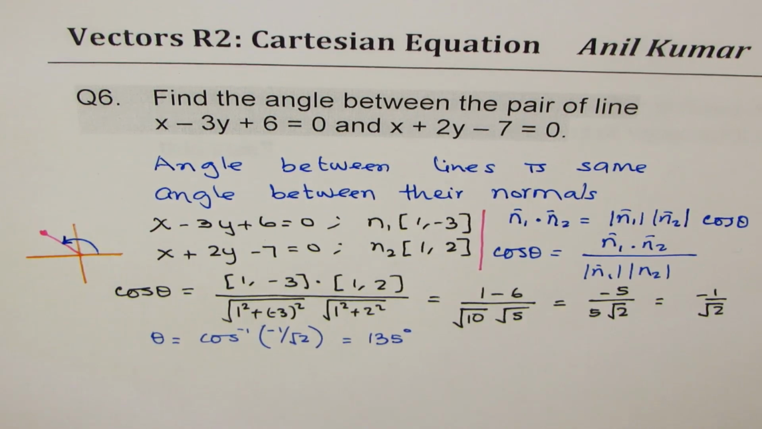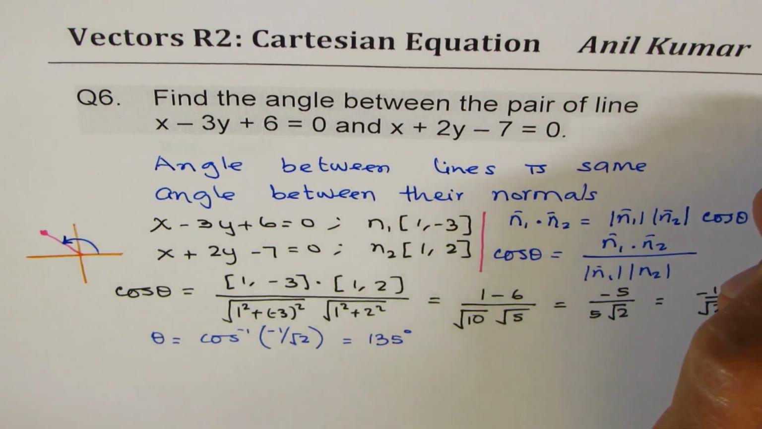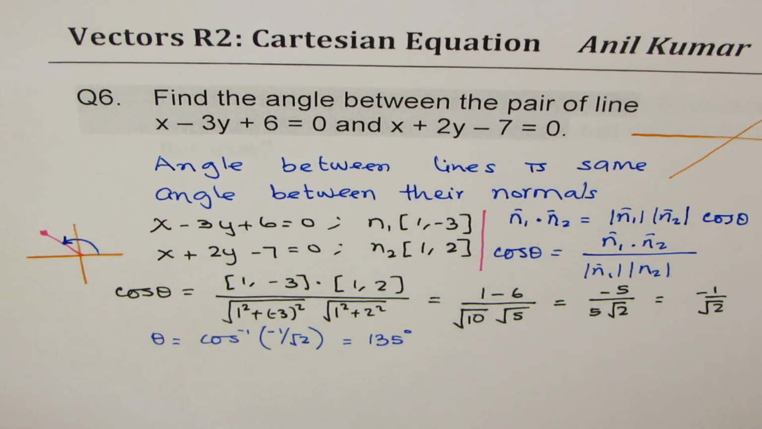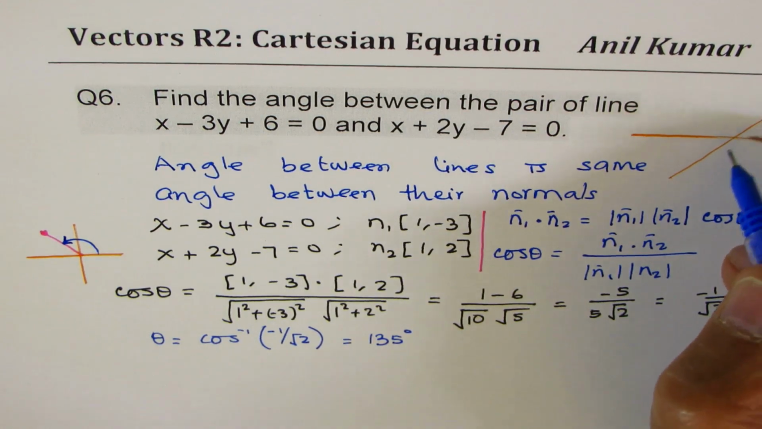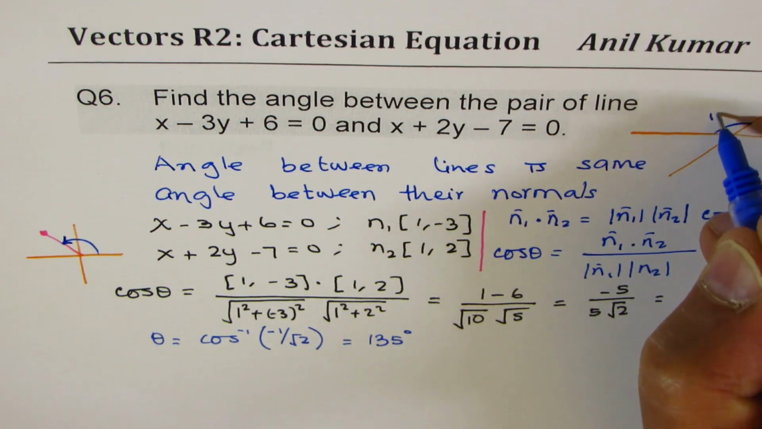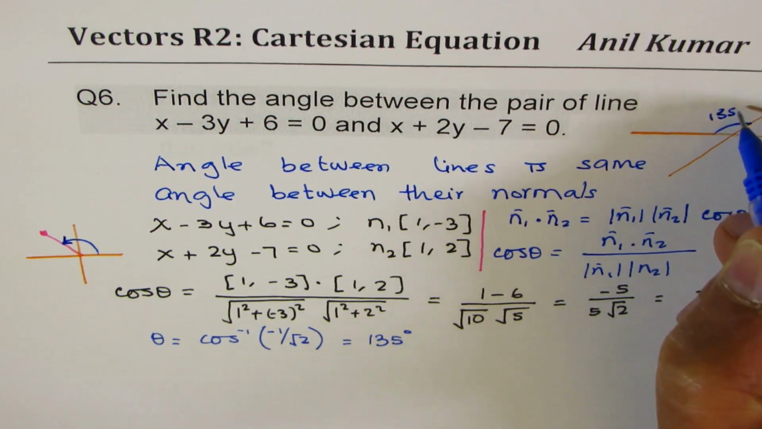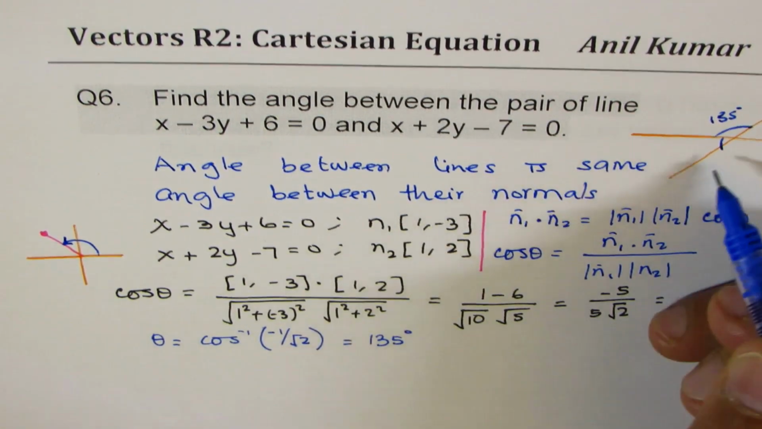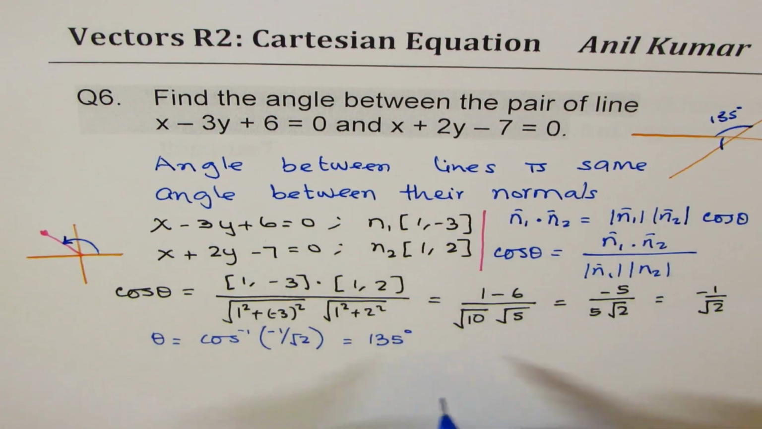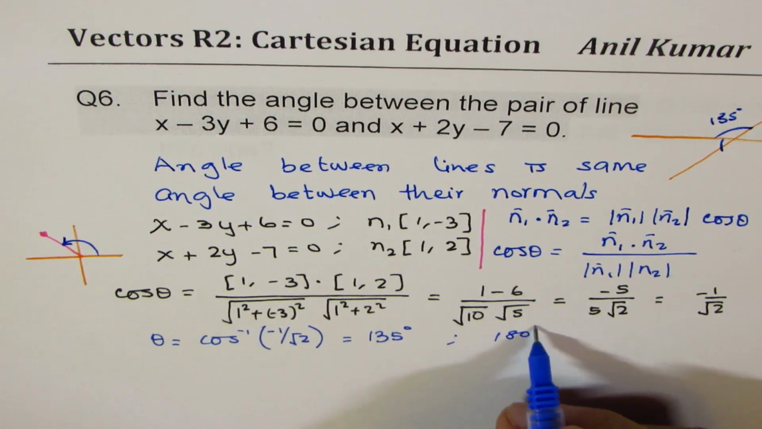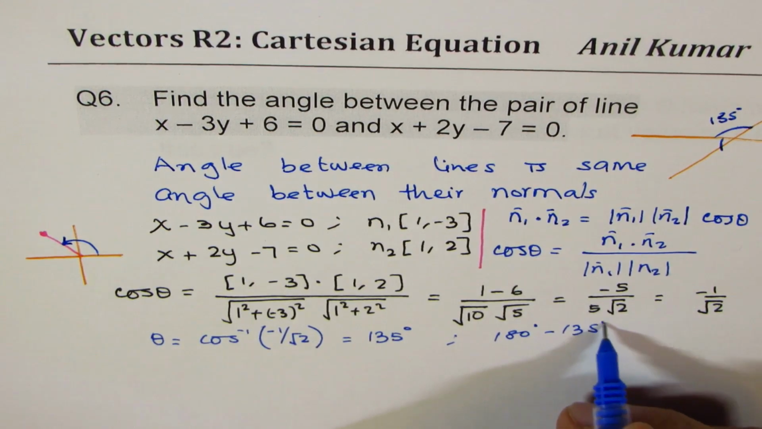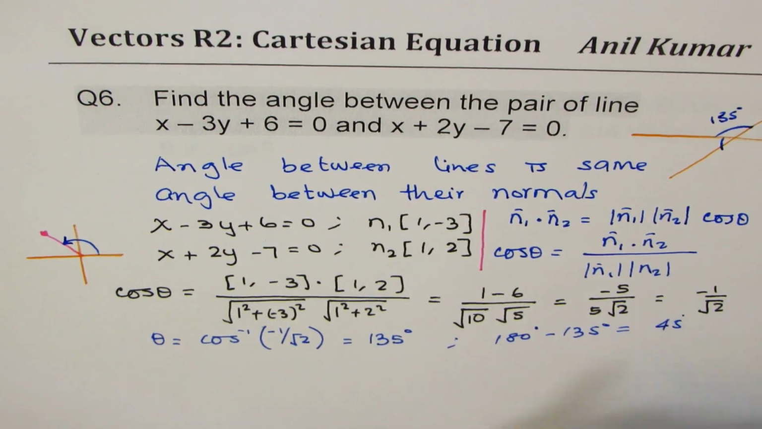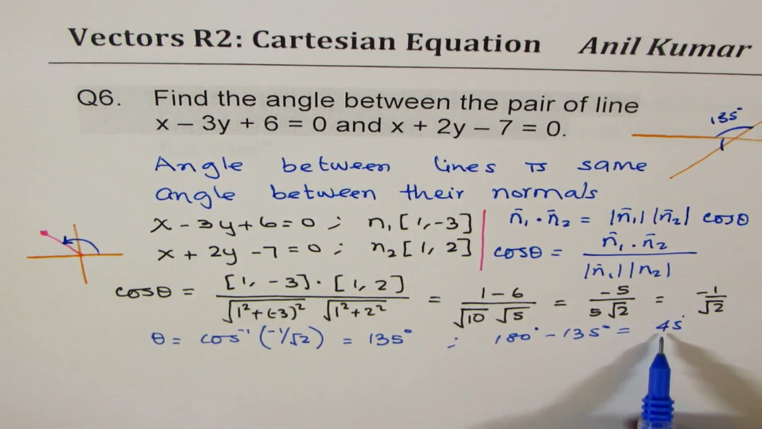Now it is important to understand that if we have two lines, let's say these are my two lines, and we say that the angle is 135 degrees, then that is the obtuse angle, correct? You could also find the acute angle as 180 degrees minus 135 degrees. Does it make sense to you? So that is 45 degrees. So the acute angle is 45 degrees.